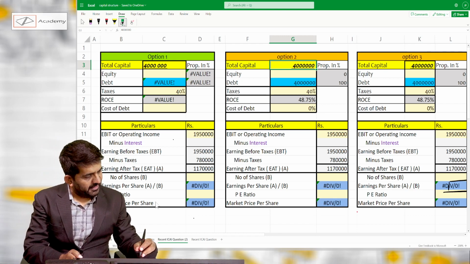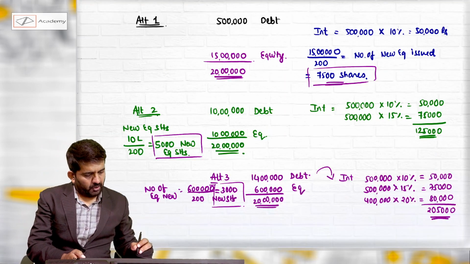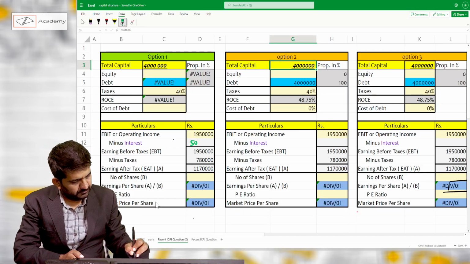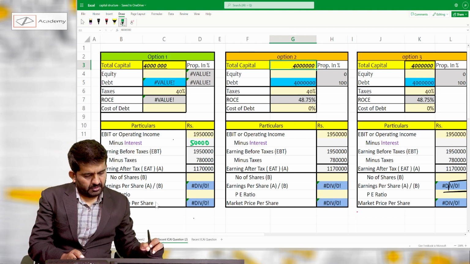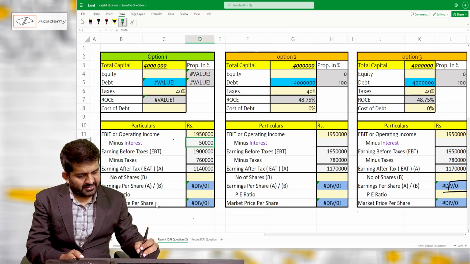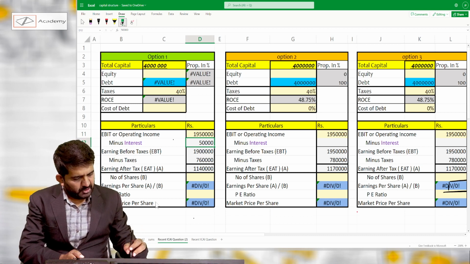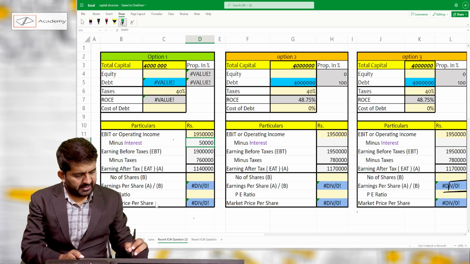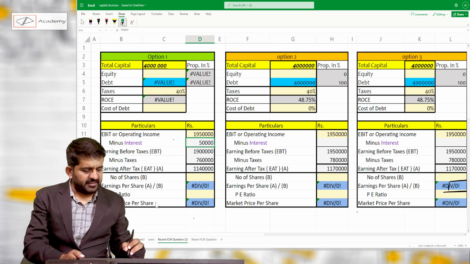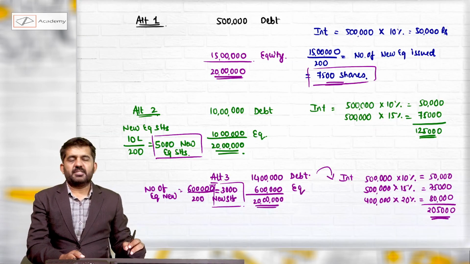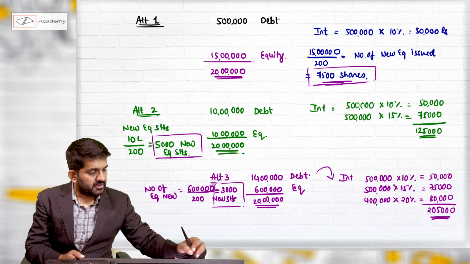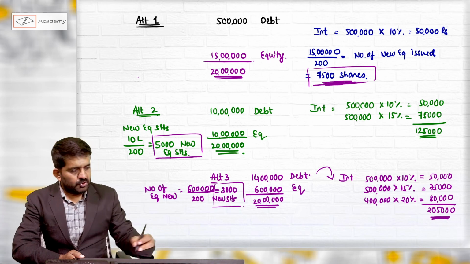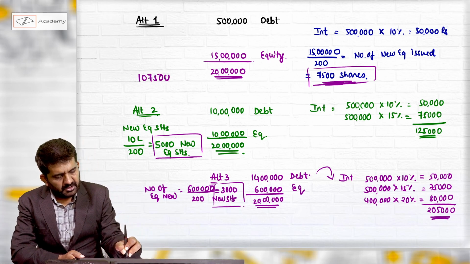EBIT 19,50,000. Interest in option number 1 is 50,000. Taxes and everything I have kept it in formula. So it will be EBIT minus interest, EBT minus taxes. Taxes will be automatically calculated at 40%. Earning after tax is 11,40,000. Number of shares. How many new number of shares will be issued? 7,500. How many existing is there? 1 lakh. So total will be 1,07,500.